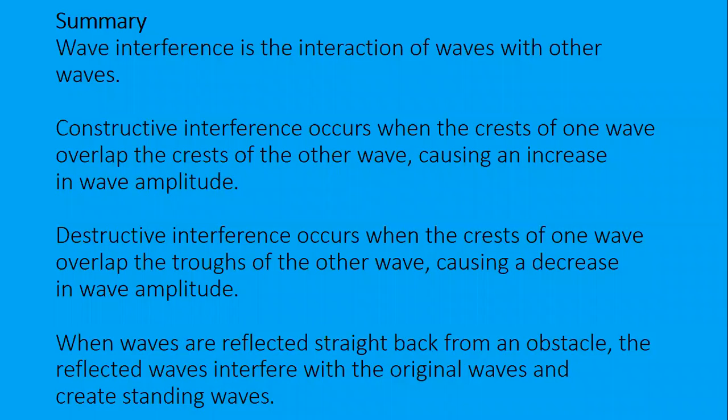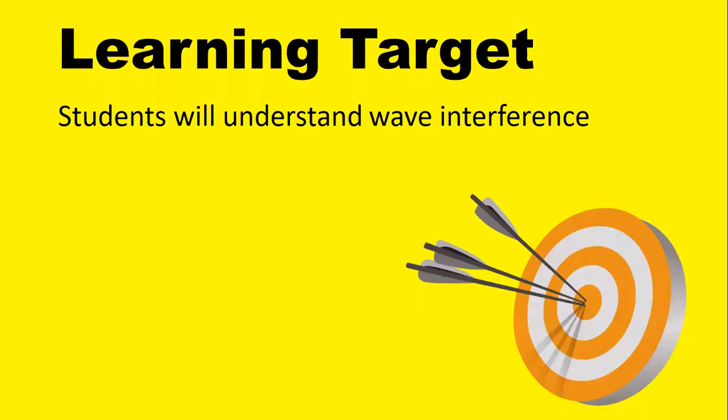In summary, wave interference is the interaction of waves with other waves. Constructive interference occurs when the crests of one wave overlap the crests of another wave, causing an increase in wave amplitude. Destructive interference occurs when the crests of one wave overlap the troughs of another wave, causing a decrease in wave amplitude, sometimes even to zero. When waves are reflected straight back from an obstacle, the reflected waves interfere with the original waves and create standing waves.